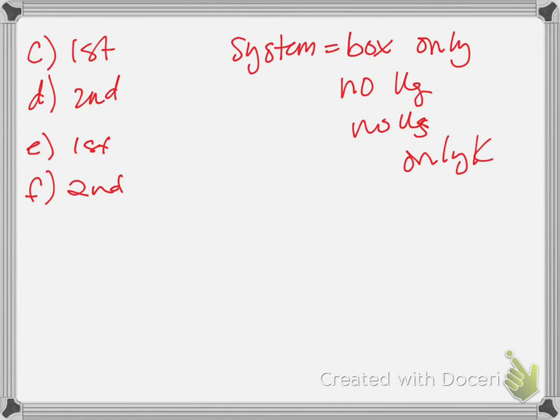If the system were the block and the earth, then that second statement would be wrong. Mechanical energy would stay the same. But since the system is only the box, that's how that works out. So C, D, E, and F, 1 point each.